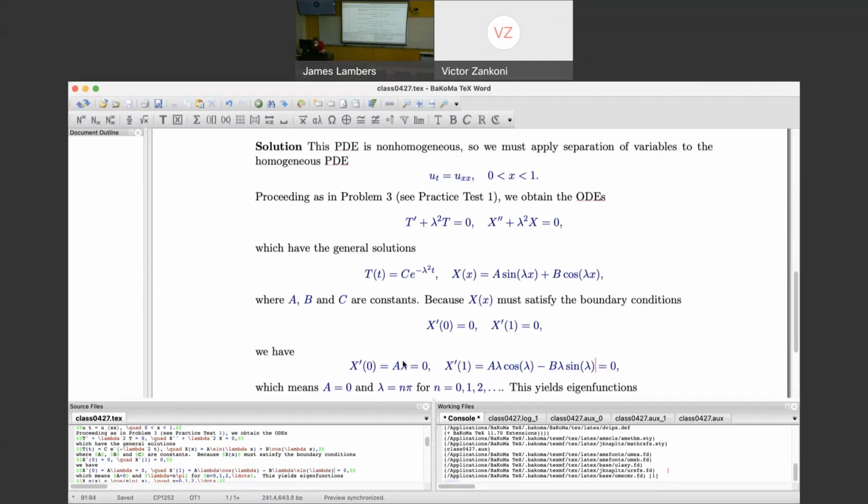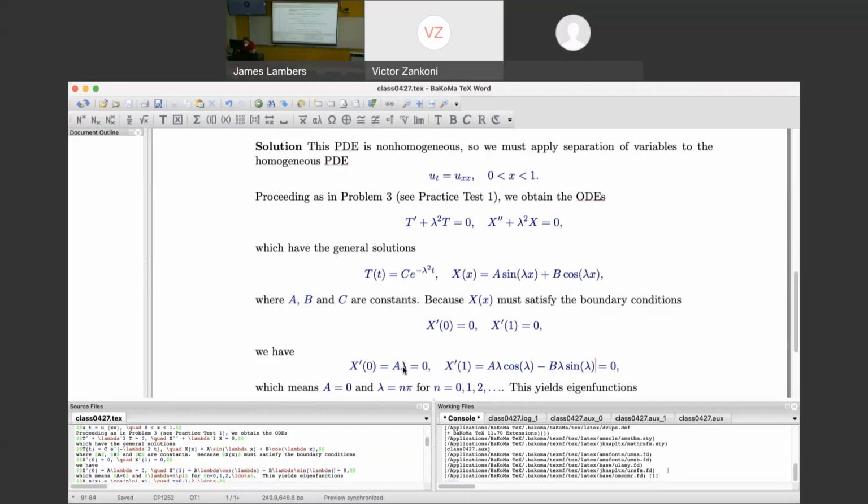The other possibility is that lambda equals 0. Well, if lambda equals 0, there's still no sine term, because sine of 0 is 0. You still have this cosine term, but cosine of 0 would be 1. So then your solution is some arbitrary constant. But that is consistent with requiring lambda equals n pi for n equals 0, 1, 2, etc.